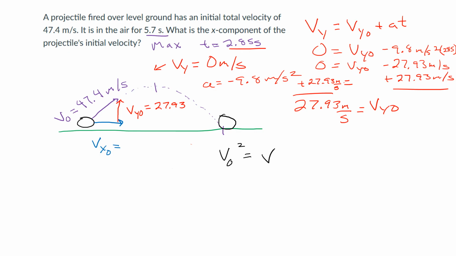Remember the relationship that v naught squared is equal to v sub x squared plus v sub y squared, right? That's just the old-fashioned Pythagorean theorem. Learned that in the 6th grade: a squared plus b squared equals c squared. Now we're doing all this fancy math that looks really hard, but you guys got this. So I'm going to plug this in. 47.4 squared is equal to this thing squared plus 27.93 squared.